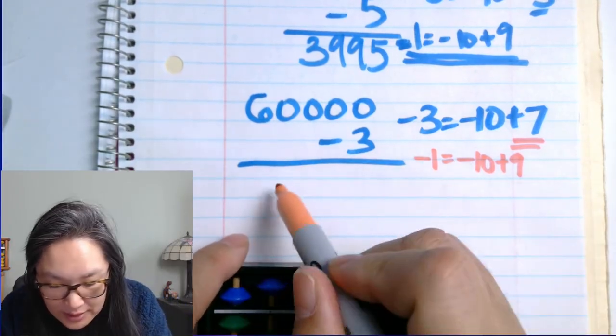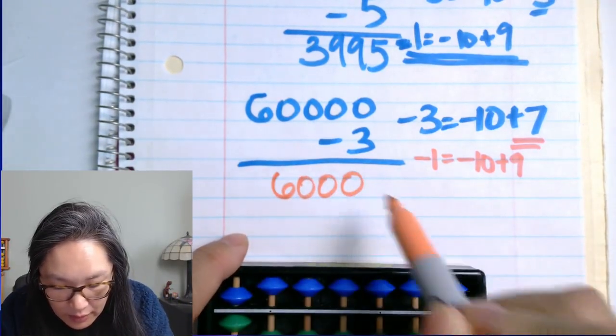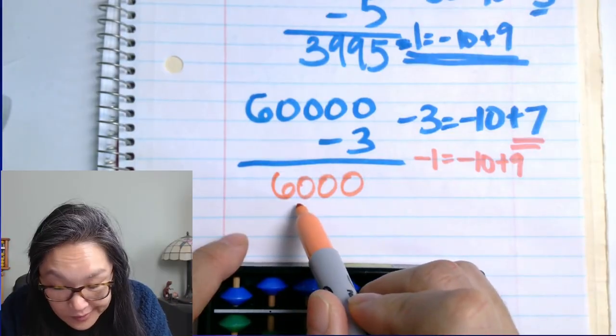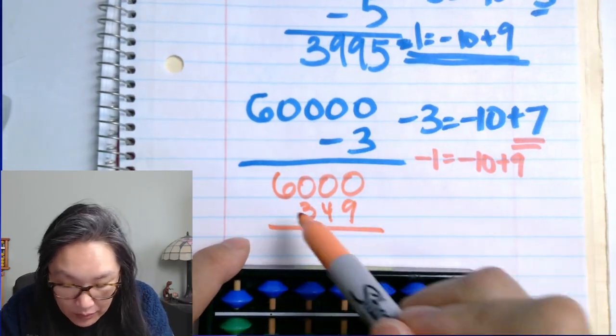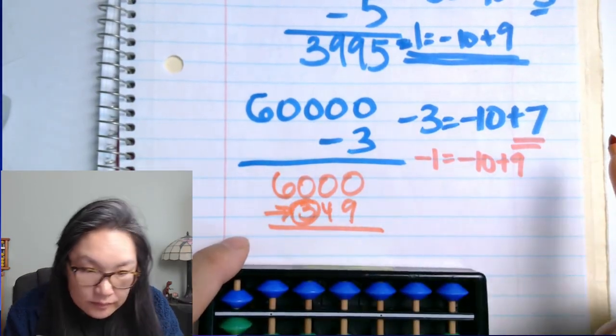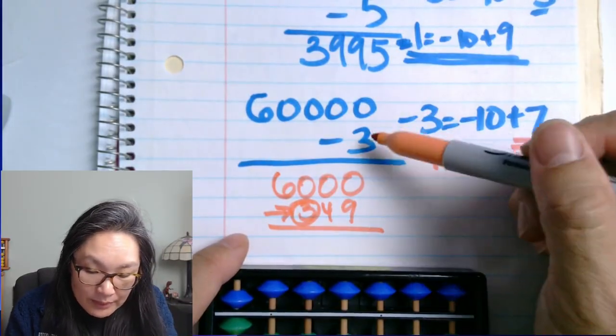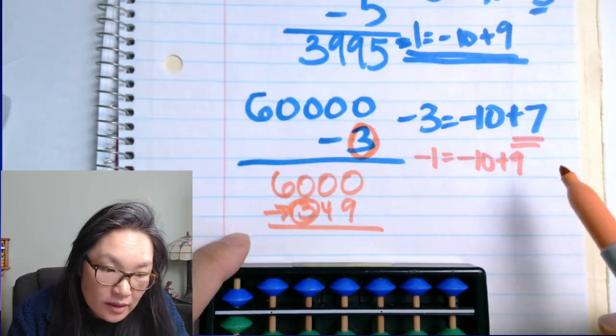So if, let's say, we had 6,000, 1, 2, 3, right? And I had the 349, then I would start from the 3 here. But I'm taking away the 1's place, so that's why I started there.